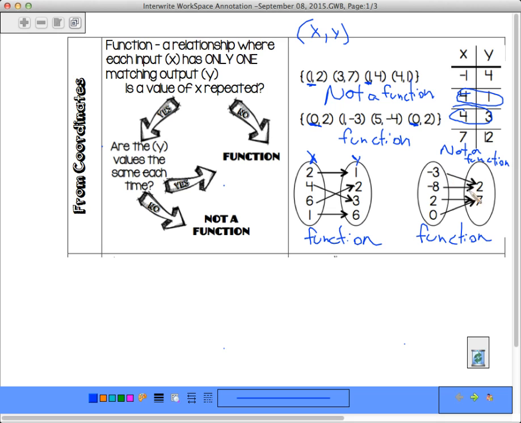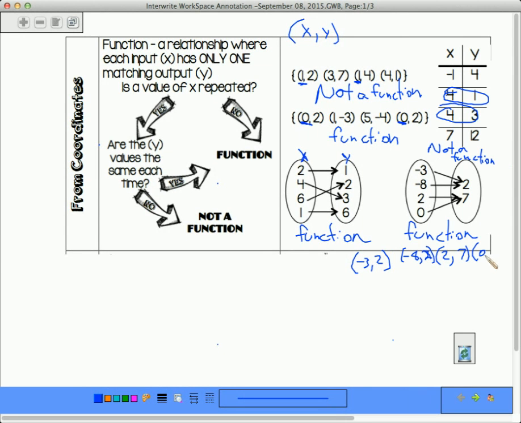And we can think if we wrote this out as ordered pairs, that would be negative 3, 2, negative 8, 2, 2, 7. Oh, it's messy, I'm sorry. And 0, 7. So if we were to just look at the x's, none of these x's ever repeat, so it's fine. So if you can't see that from here, just write it out as ordered pairs, and then check your x's.